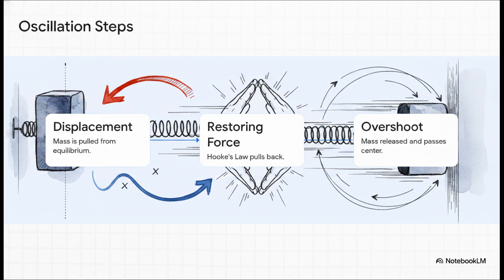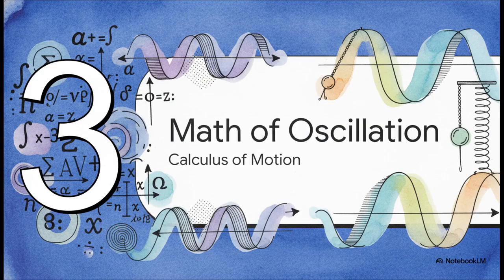Step 3, we let go. The spring yanks the mass back toward the center, but it's moving with so much momentum that it whips right past the equilibrium point, violently compressing the spring on the other side. And boom, we have our oscillation cycle. Next up, section 3, the math of oscillation.